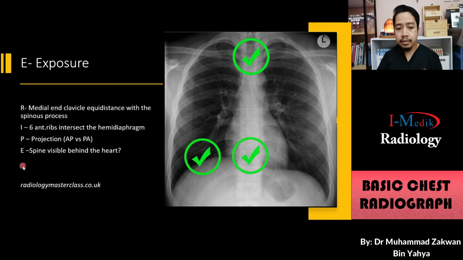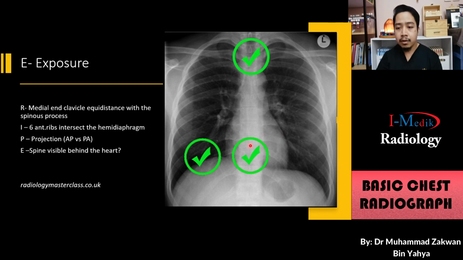For rotation, we can see the medial end of each clavicle equidistant from the spinous process. For inspiration, we can see 6 anterior ribs above the hemidiaphragm, and then the projection, either PA or AP projection, and lastly the exposure, we need to have adequate exposure. We can see the spine behind the heart.